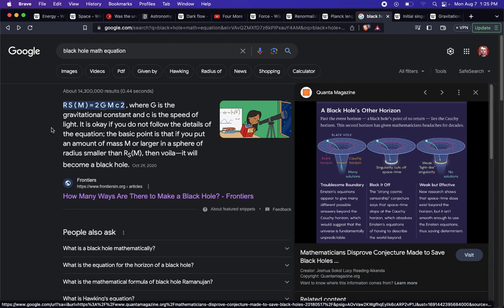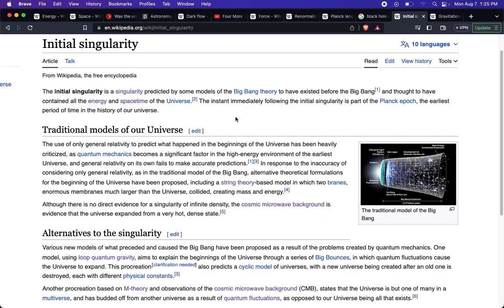Now, the same could be said for the math of a singularity. And let's just look at a Wikipedia page real quick. The initial singularity is a singularity predicted by some models of Big Bang theory to have existed before the Big Bang and thought to have contained all of the energy and space-time in the universe. The instant immediately following the initial singularity is part of the Planck epoch, the earliest period of time.